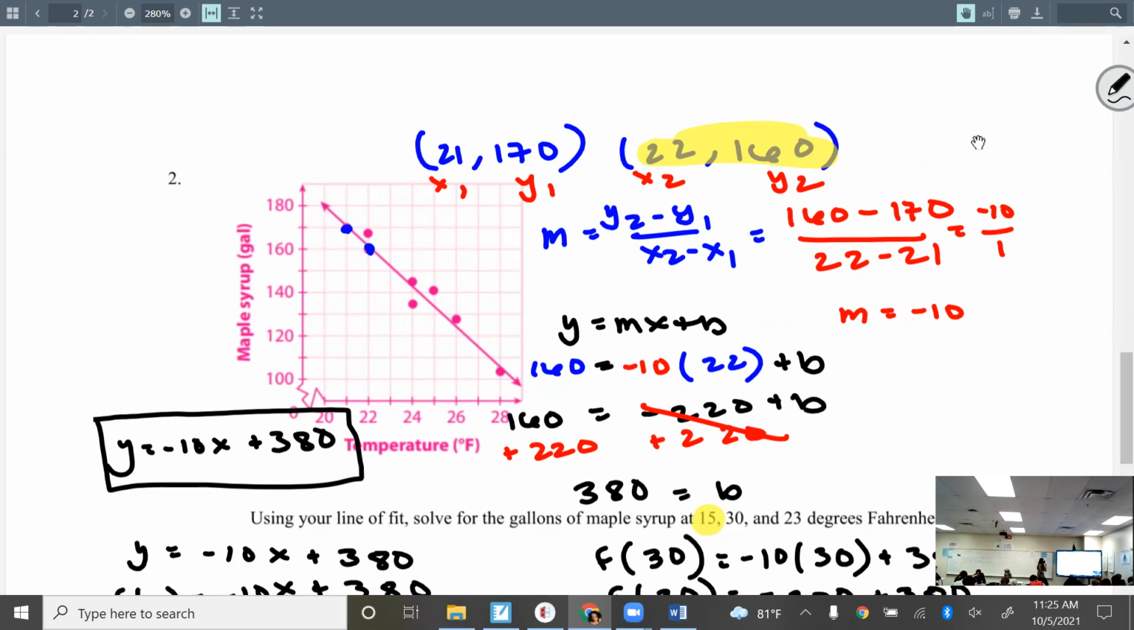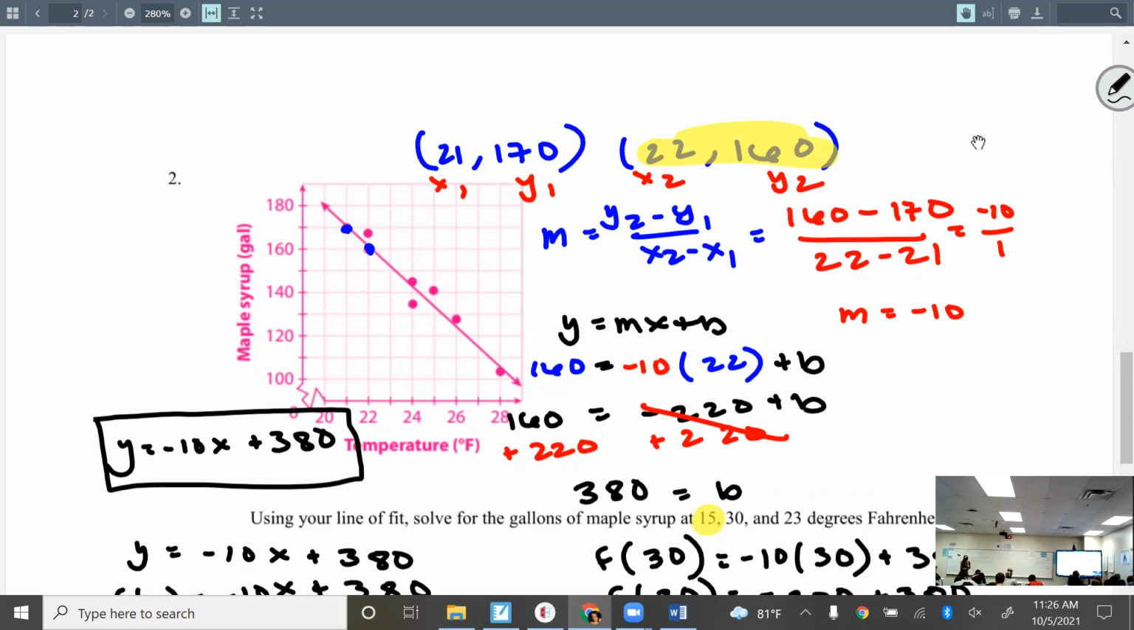But should I have used, and this did come up in another class, someone said that they used 25, 140. Is that a good point to use? No. Why? It's not, because it's not on the line. And the criteria is that it has to be on the line. All right, questions about that?